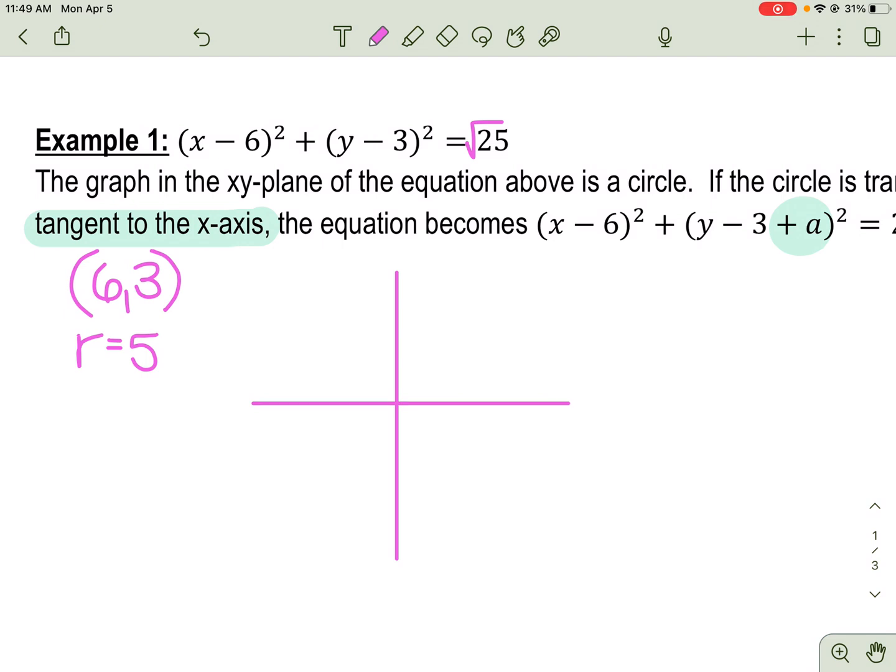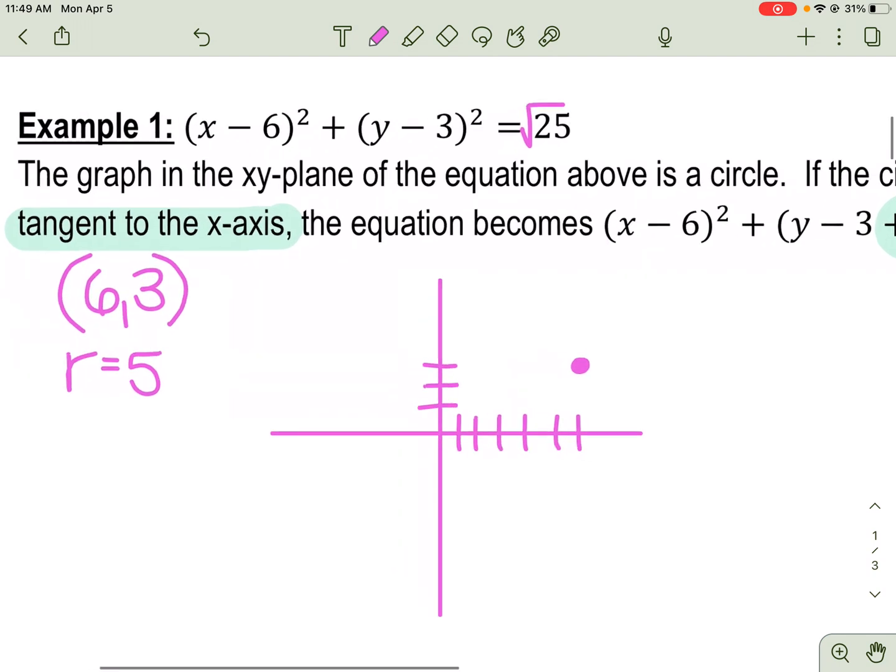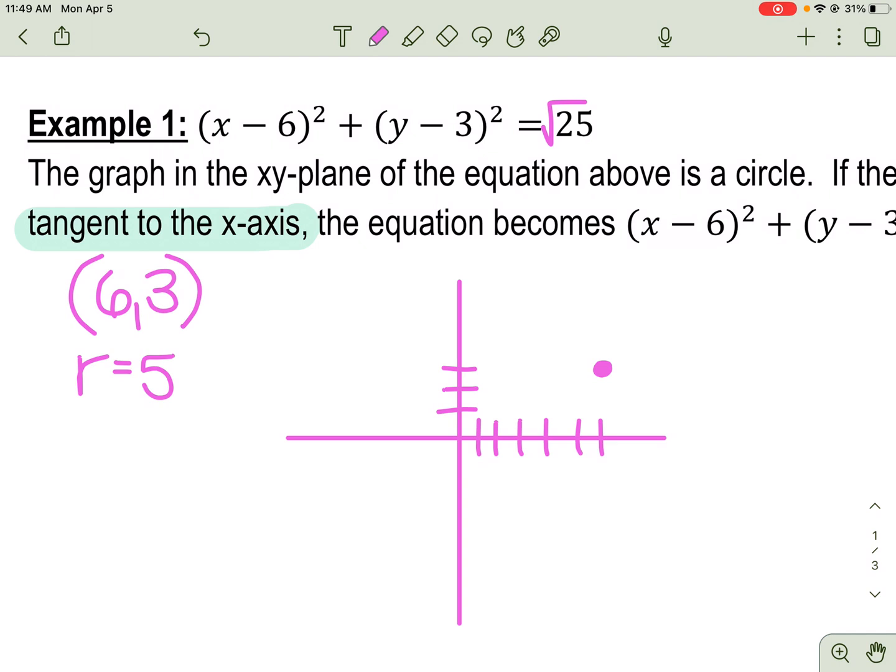Okay, so let's just draw a rough sketch of what's going on here. Okay, I have my center at (6, 3). 1, 2, 3, 4, 5, 6. 1, 2, 3. Okay, so here's my center. Now, it wants the radius to be 5. Right now, if this circle is going to be tangent to the x-axis, it would have a radius of 3. Okay, so basically what we need to do is we need to move the center up 2 units.